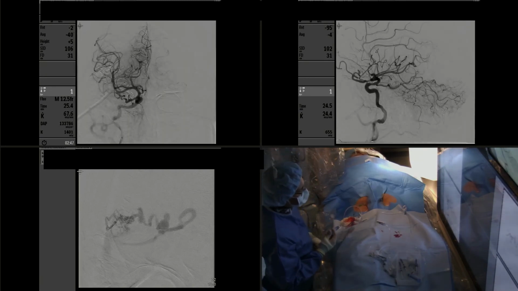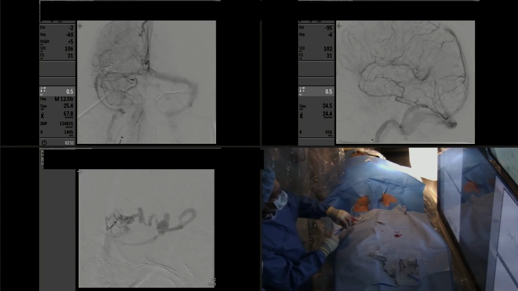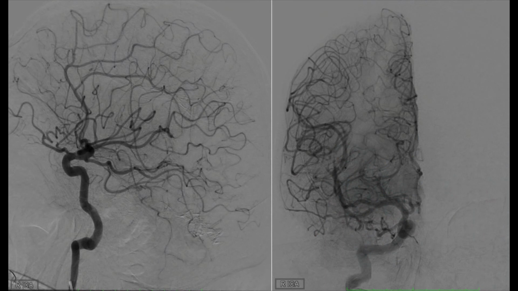Control angiogram again shows devascularization, no evidence of arteriovenous shunting, and we perform a 6-month follow-up angiogram that demonstrates that there is no residual malformation.